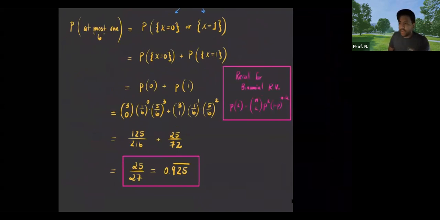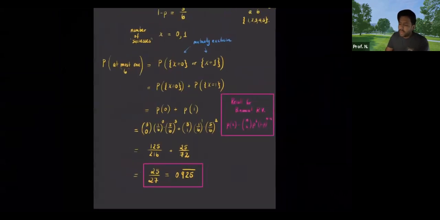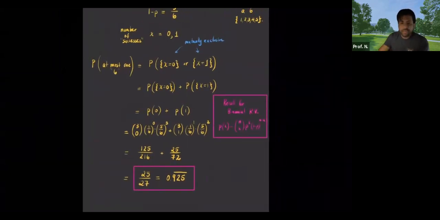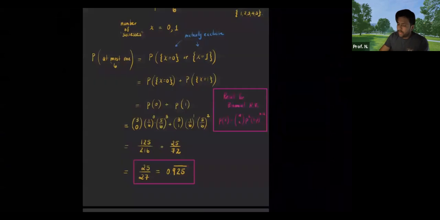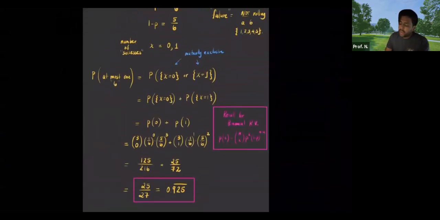Any questions about this? Is this clear to everyone? This is a binomial random variable example. Okay? Okay, great. Great.